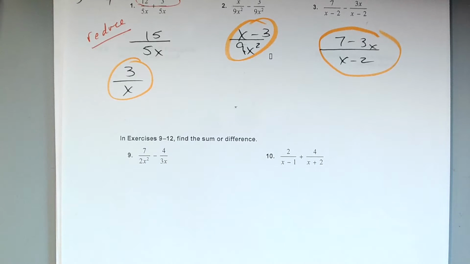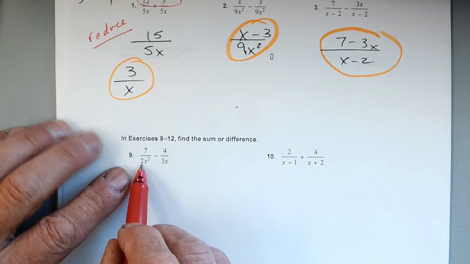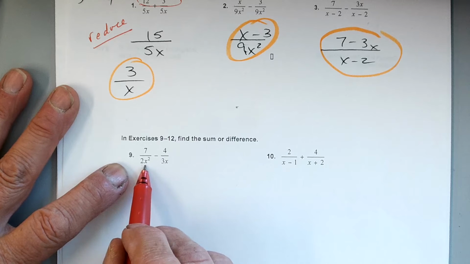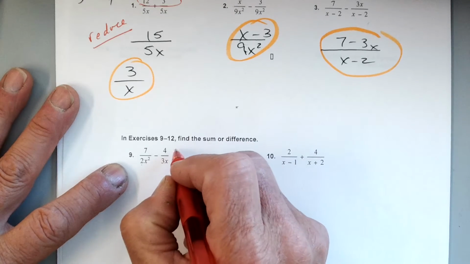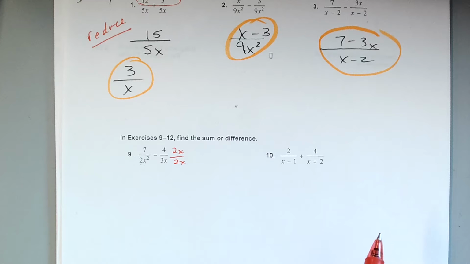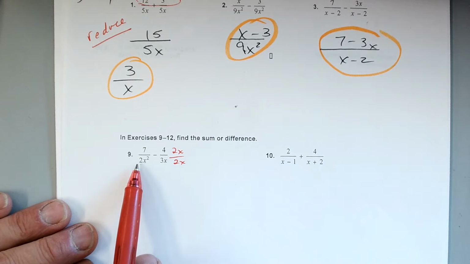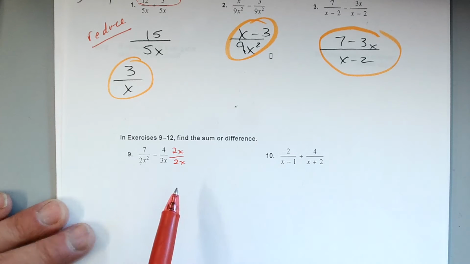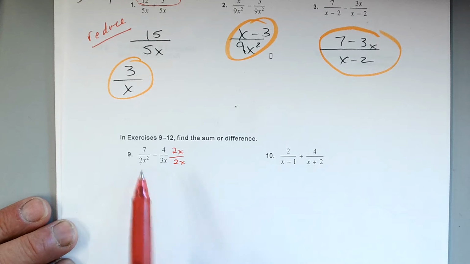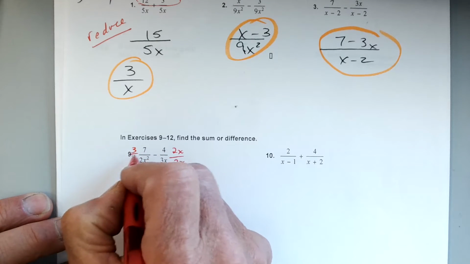Now 9's different. We need a common denominator. So I like to say, what does this fraction have that this one doesn't? This fraction has a 2 and an x squared, okay? So I need to make them the same. So I'm going to give this fraction a 2x. Give it a 2, and I give it an x, so it'd have an x squared, okay? This fraction has a 3, and this one doesn't. So I'm going to give this fraction a 3.